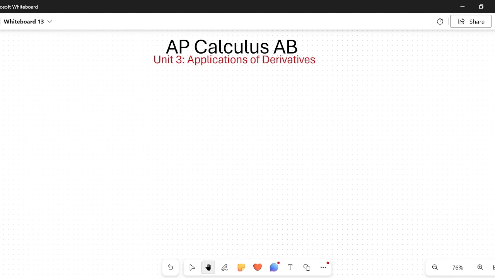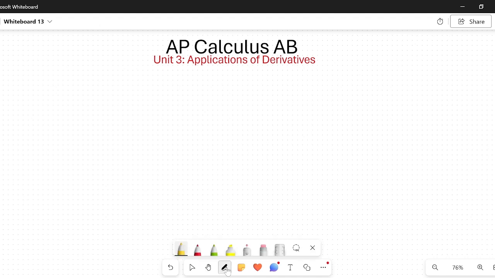In this class, we are going to look at the application of derivatives. We are going to take our knowledge of derivatives that we know previously and use that to solve more application-based problems. First, let's start with a little bit of review of implicit differentiation.